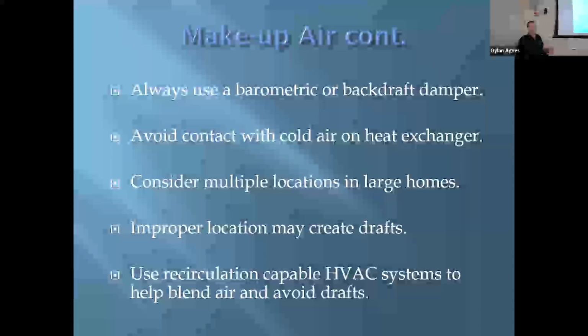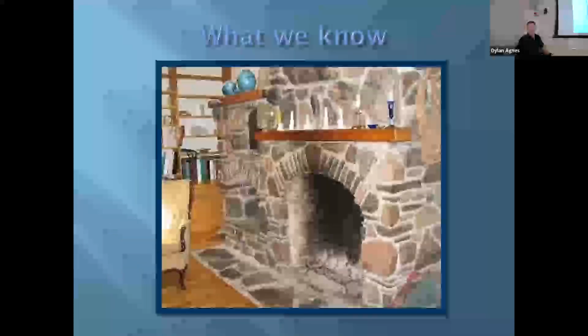That's the point that I'm trying to leave everybody with. This is getting into the realm where I would tell somebody, if they're building a house where all of these things are a concern, get an engineer involved. The other thing, which is a lot easier to do, is to use a recirc thermostat so that you can leave the system running. This will help blend that air and avoid drafts. It's just a really good idea to use that recirc.